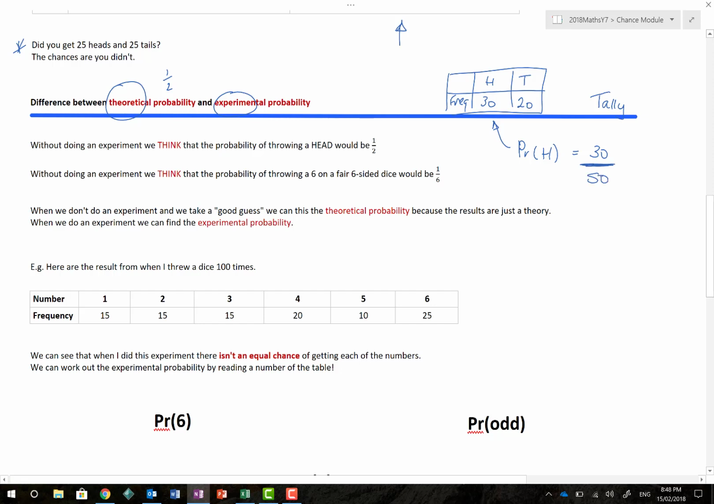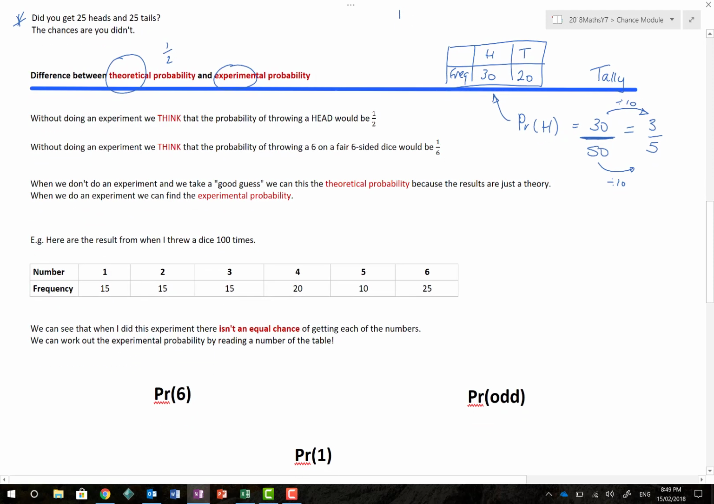50. And for those of you who are guns at this cancelling down, you will know that I can divide both of those by 10. To keep them balanced, we have to divide both, and that becomes 3 over 5. So, there we go. That's an example.